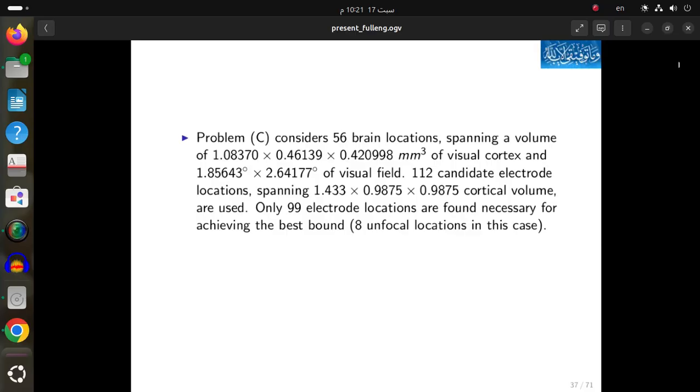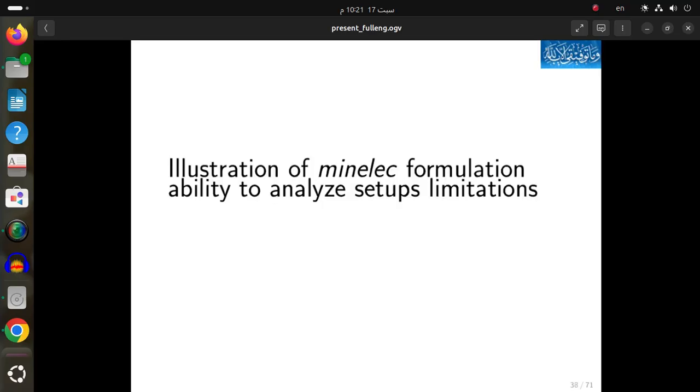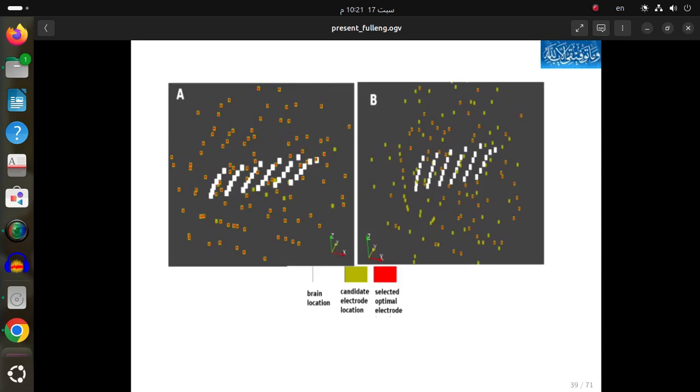The next formulation is the mini-elec formulation. With the mini-elec formulation, we specify a bound that we want to achieve. For example, we want to find the minimum number of electrodes so that at each location, the visual error is less than a certain defined error.